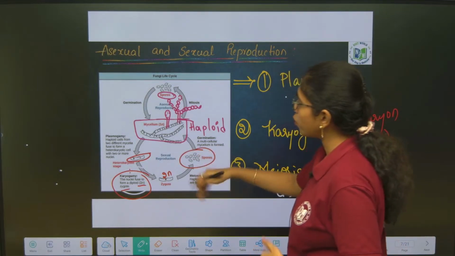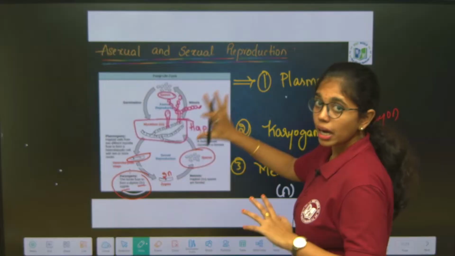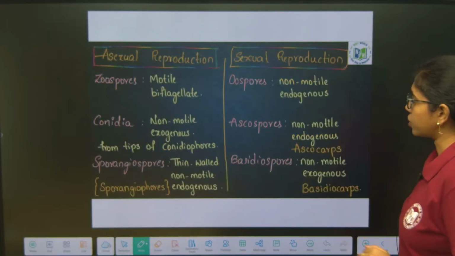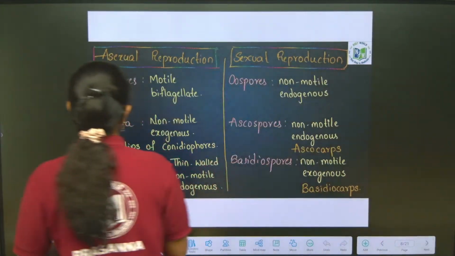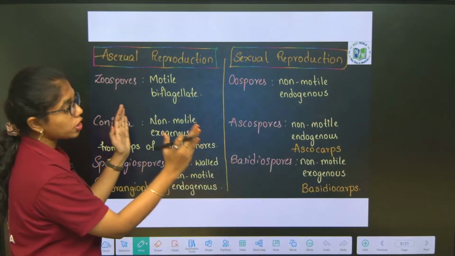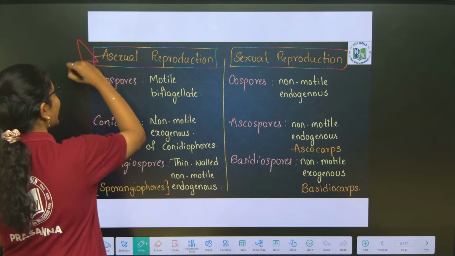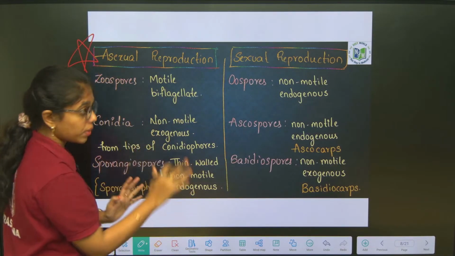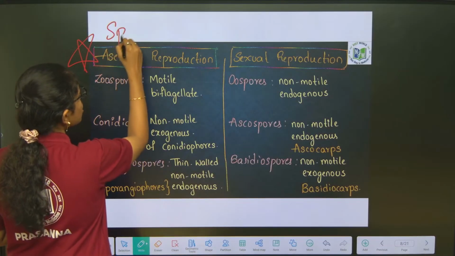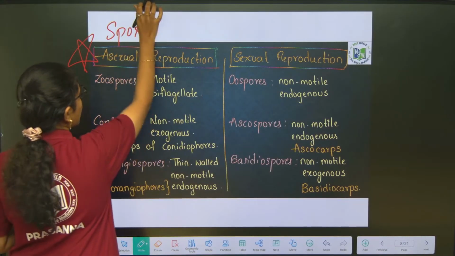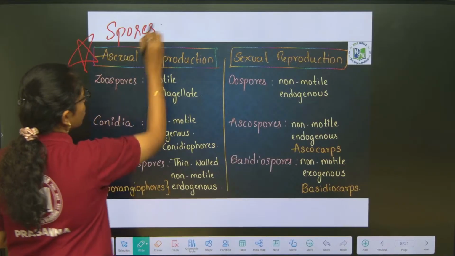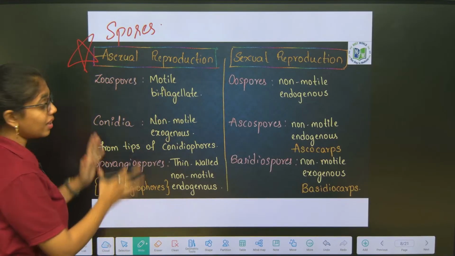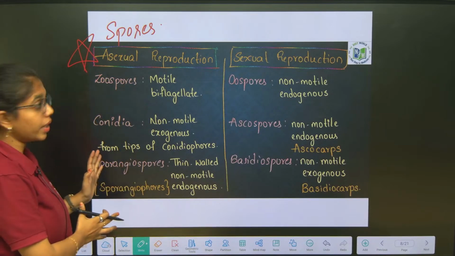This haploid spores falling onto suitable substrata develops into haploid mycelium. Till here it is clear, na beta? Next, let us look into the asexual spores and sexual spore in detail. This slide is very much important. Most of the times you get questions only on the spores of asexual spores and sexual spores. So, look into that keenly, listen with keen concentration, take a screenshot of this slide if you need.